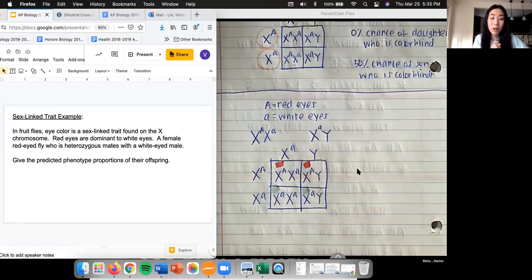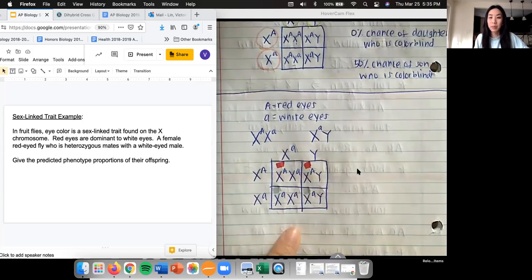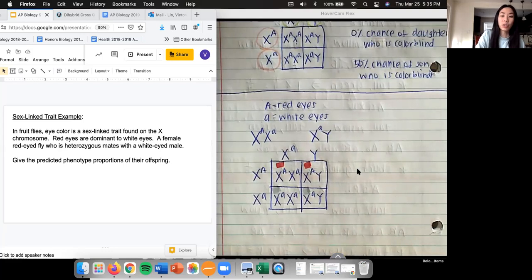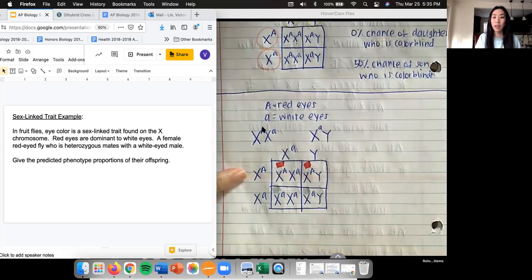Depending on the question, though, they might be more specific. So, like if they have a female offspring fly, what percent chance would it have for white eyes? Or just make sure you answer, like read the question. But this would be how you would set up the Punnett square. Okay, so this is how you would do a sex-linked trait. And once again, I would say almost 90% of the time for AP, we're talking about traits that are on the X chromosome.